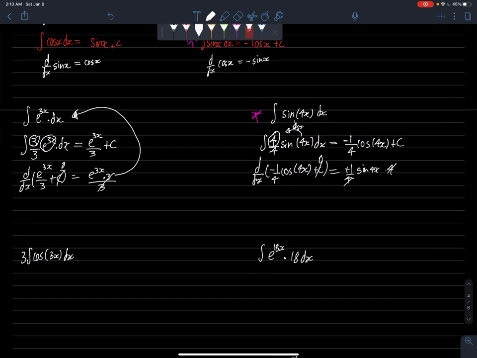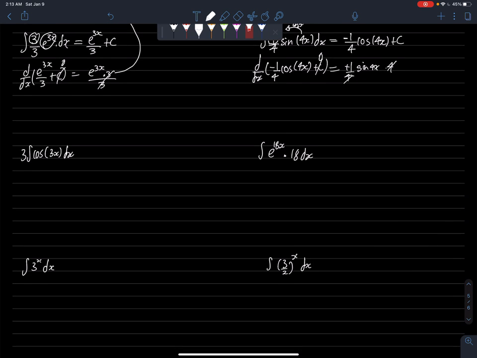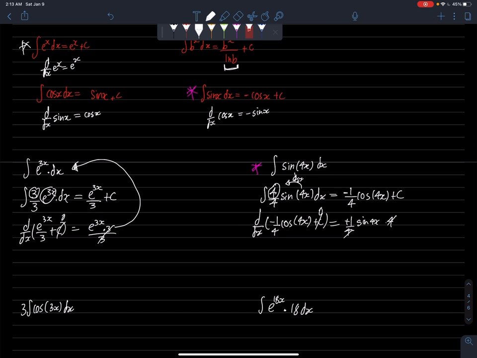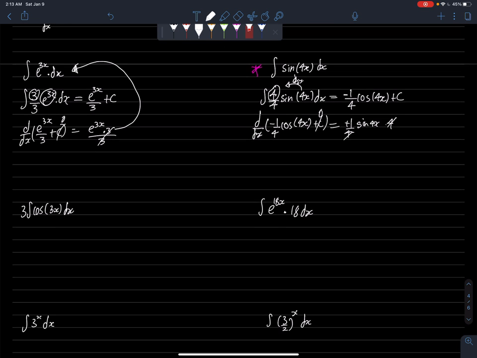All right. Now let's do a cos one. Look, they already give us the 3, so all we have to do is go back to our identity list. The integral of cos x is just equal to sine x. So we just get sine of 3x plus c. That's it.